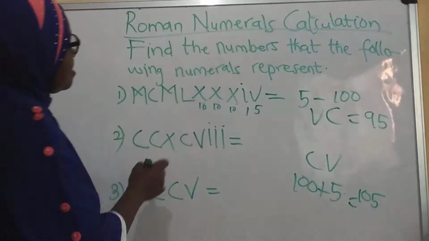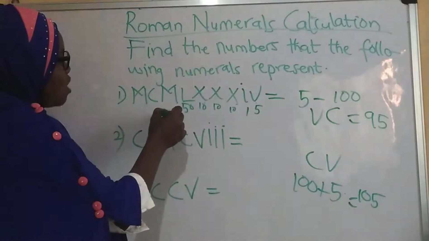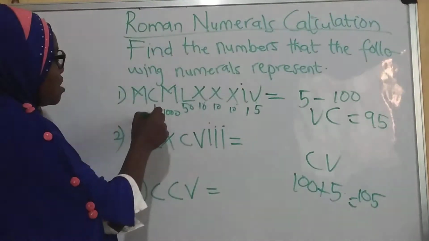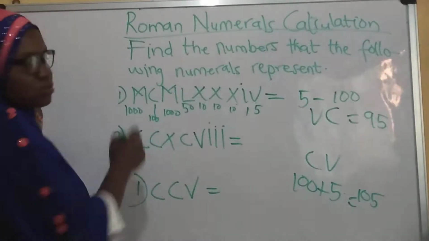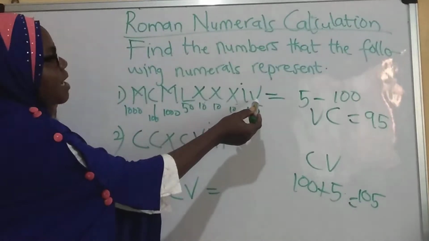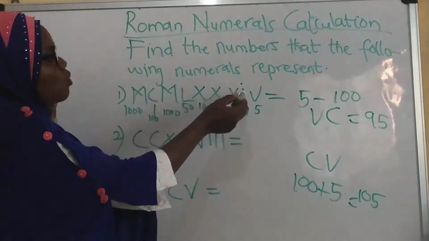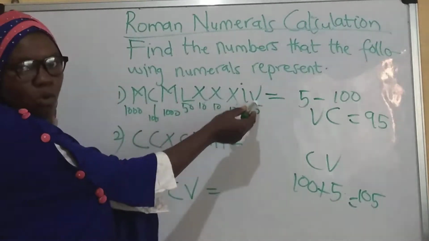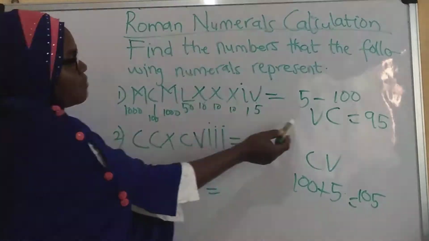This is 10. This L is 50. This M is 1000. This C is 100. And this M is 1000. Now, before we can do our computation, look at this first number here. It is 5. The next number after is 1, meaning that 1 is smaller than 5. Now, if you have 1 first before 5, that means you have to follow this rule.